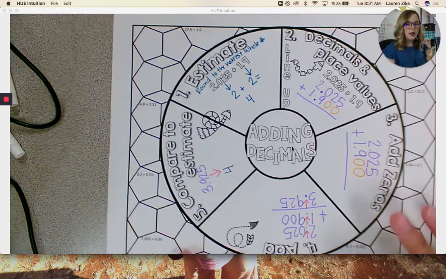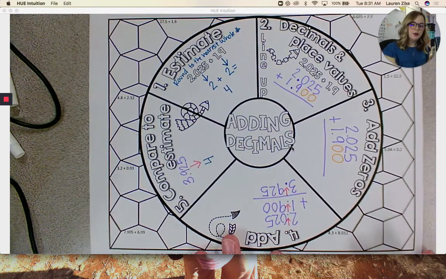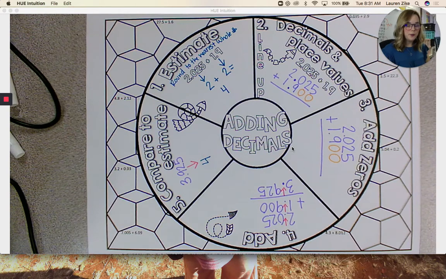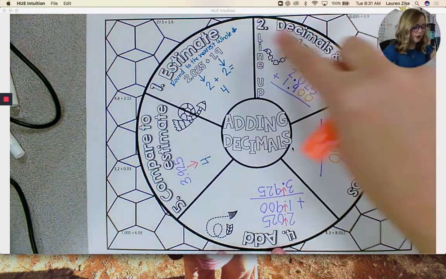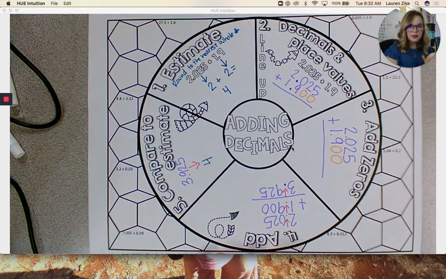So that is adding decimals, and that's your fun little decimal wheel. This is something that you can keep around next to you if you need help with adding decimals while you're working. You can also, if you'd like, color all of the different pieces. I like to color them, it's fun.